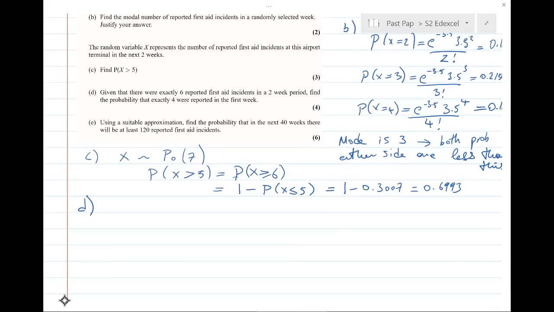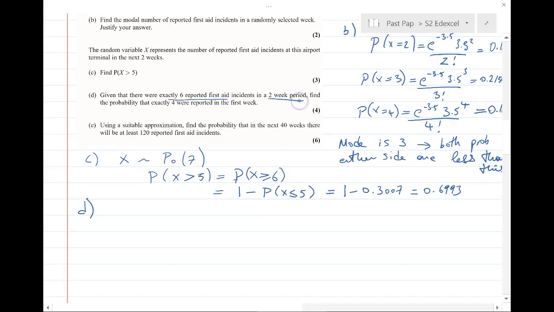Okay, question D. So we've got a conditional probability. They seem to have liked these in the last few years, a few papers I've done. It says, given that there were exactly 6 reported first aid events in a 2-week period, find the probability that exactly 4 were reported in the first week. So there's a lot to think about here.